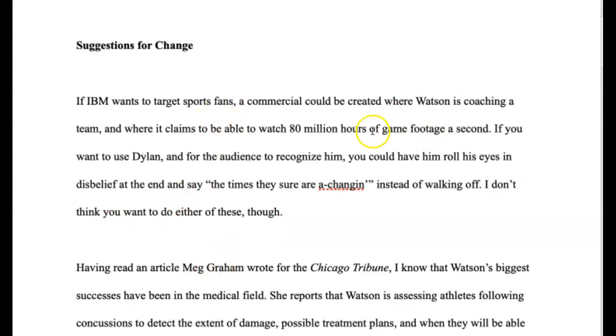A commercial could be created where Watson is coaching a team and where it claims to be able to watch 80 million hours of game footage a second. That would be a good way to tie it to the target audience.